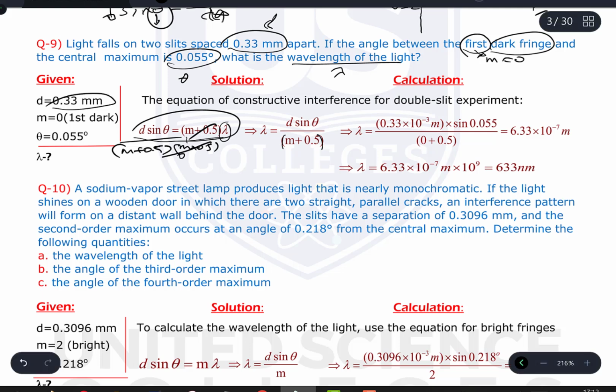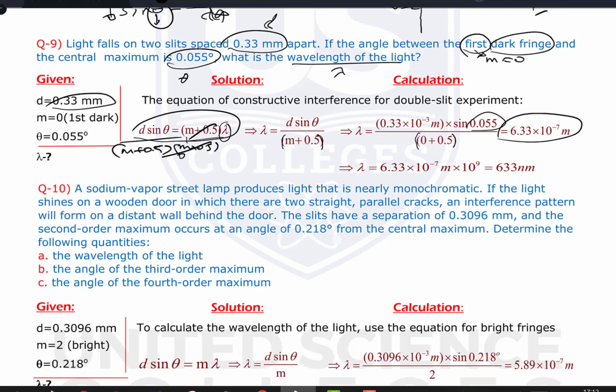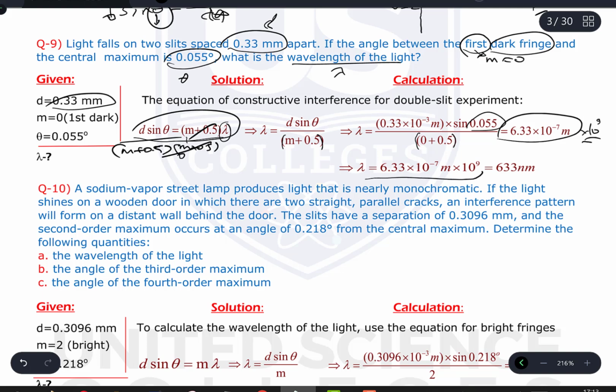0.33 millimeter, which must be converted to meter. Millimeter to meter, we will multiply by 10 to the power negative 3. Angle theta is given as 0.055 degrees, and m is 0 plus 0.5. Continuing with the calculator, you will get the result 6.33 times 10 to the negative 7 meter. But this is in meter. In general, they will give the choices for lambda in nanometer. Meter to nanometer, you have to multiply by 10 to the power of 9. So the result is going to be 633 nanometer.